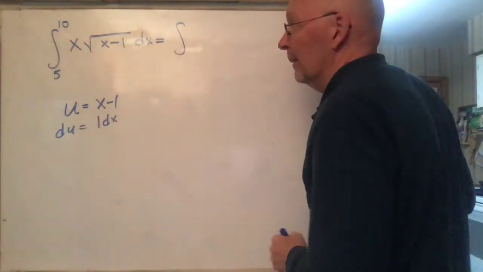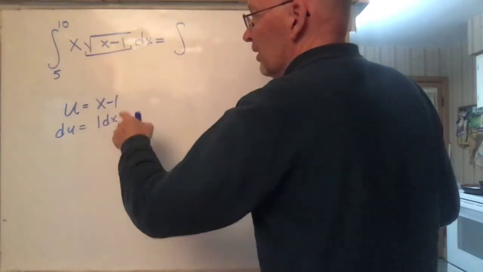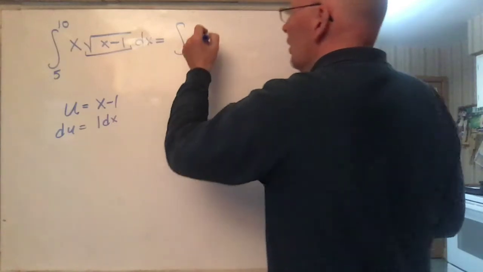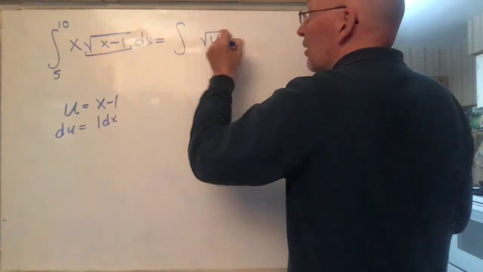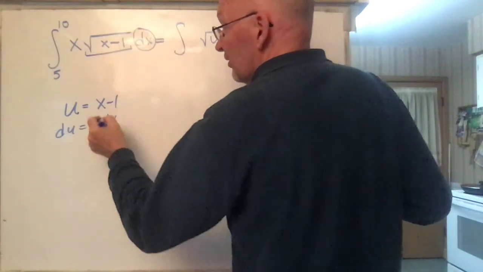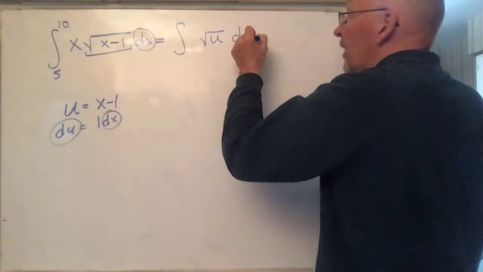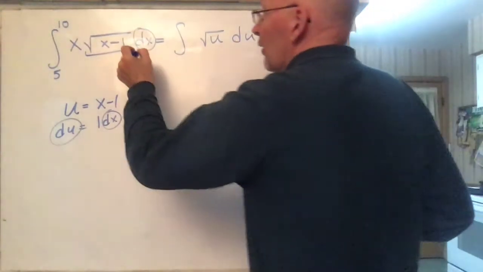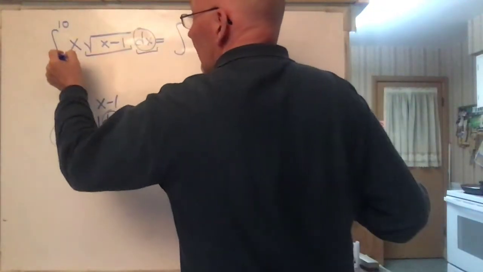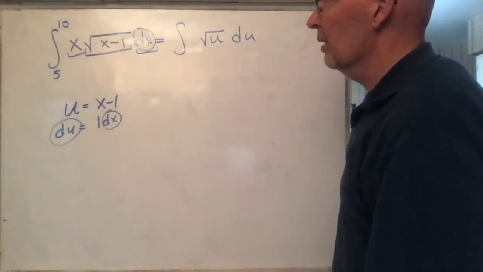Okay, let's see what happens. This right here becomes the square root of u. You always have to take care of your dx. dx is just equal to du, so no problem with that. So I've taken care of that as well. The problem is we still have an x there. How can I handle the x?